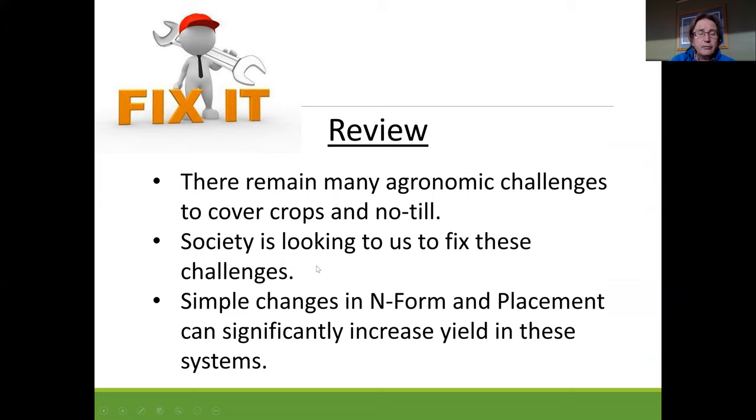I can show you university research that shows moldboard plowing gives you the highest yield, but nobody moldboard plows anymore because that's just unacceptable due to the erosion. And so, you know, societal changes are looking more and more that we need to change and fix our system as society becomes less tolerant of soil erosion. And simple changes in nitrogen form and placement can significantly increase yield in these systems of cover crops and no-till.